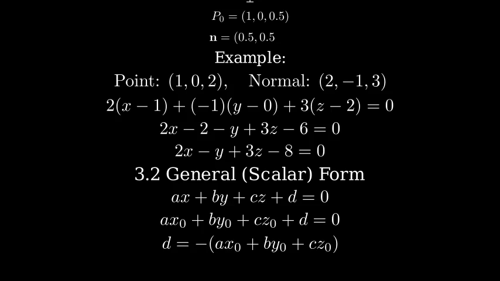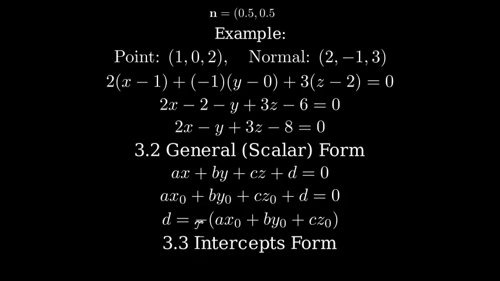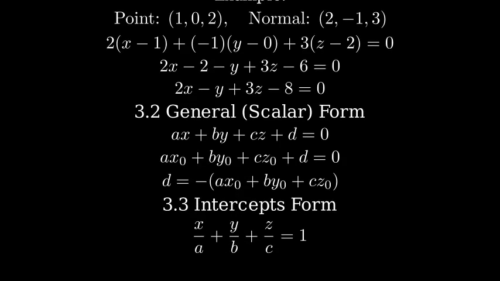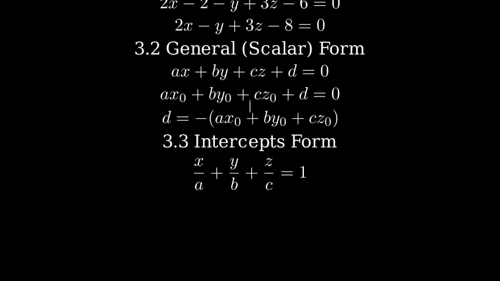Finally, let's look at the intercepts form of a plane equation. If a plane intersects the 3 coordinate axes at points (a, 0, 0), (0, b, 0), and (0, 0, c), where none of a, b, or c is 0, then the equation of the plane can be written as x divided by a plus y divided by b plus z divided by c equals 1. This form is particularly useful when we know the intercepts of the plane with the coordinate axes.